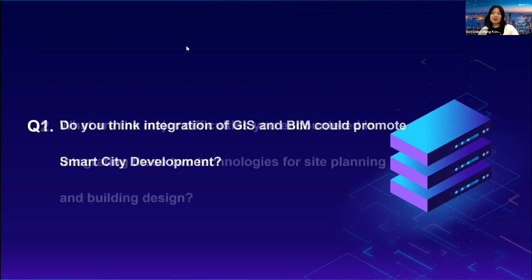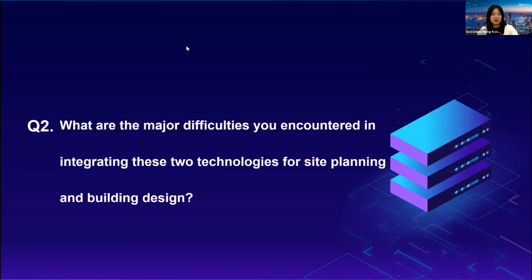Okay, so let's see the second question we got. What are the major difficulties you encountered in integrating these two technologies? I believe it's GIS and BIM, for site planning and building design. So maybe we can have Daniel answer for us.